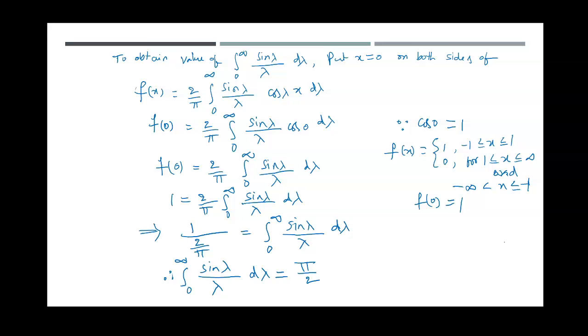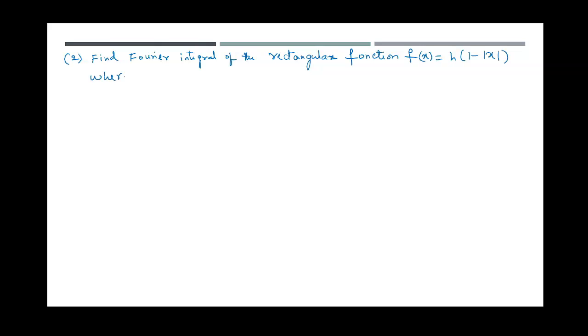Now let us see the next question. Next question is, find the Fourier integral of the rectangular function f(x) equal to H(1 minus mod x), where H is the Heaviside unit function.